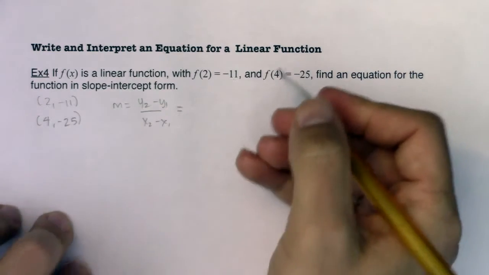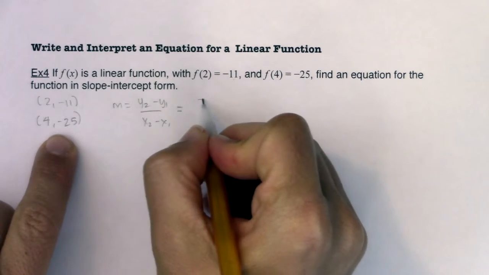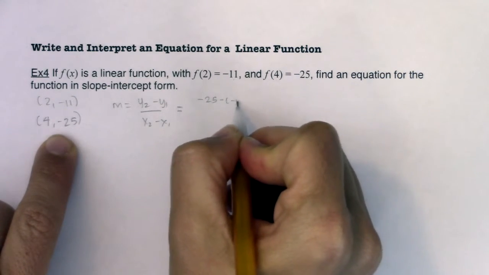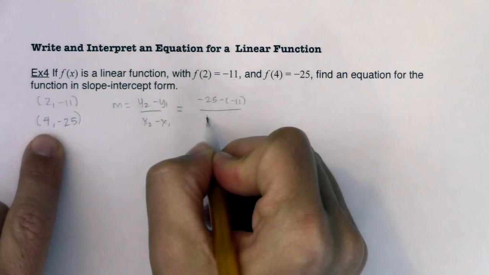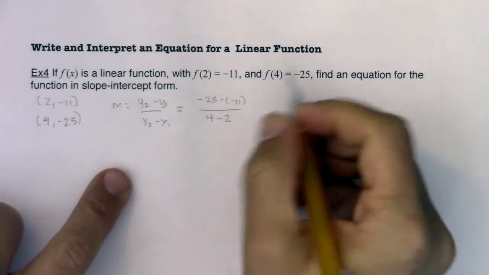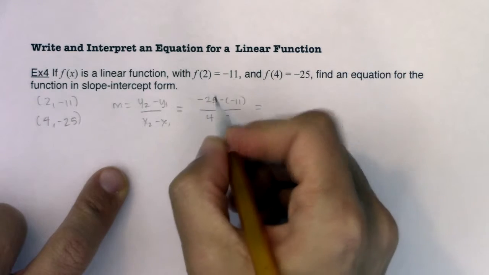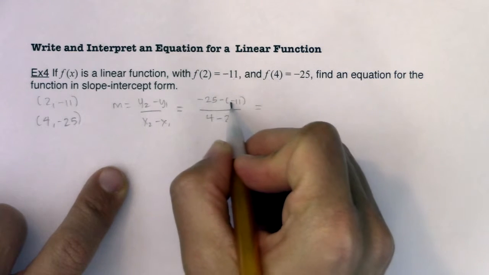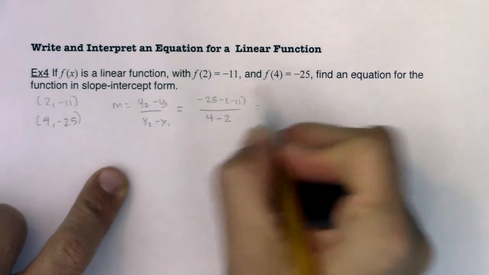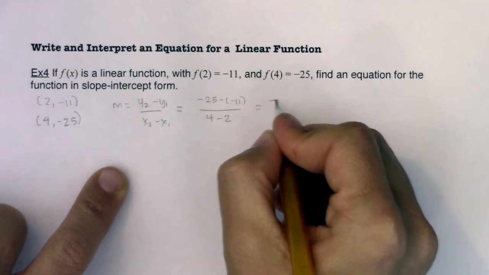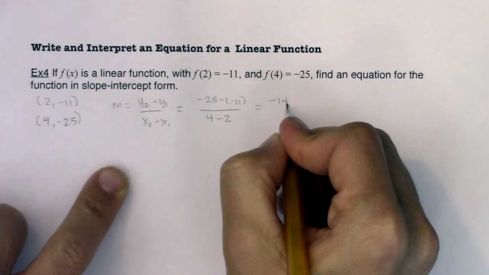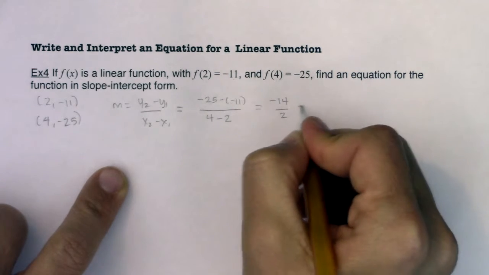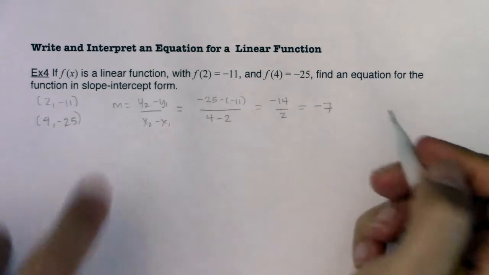So let's take a look at what we have. I'll go negative 25 minus a negative 11, and then I've got 4 minus 2 in the denominator. Negative 25 minus a negative 11 is like saying negative 25 plus 11, so that would be negative 14, in ratio to 2. So my slope is going to be negative 7.